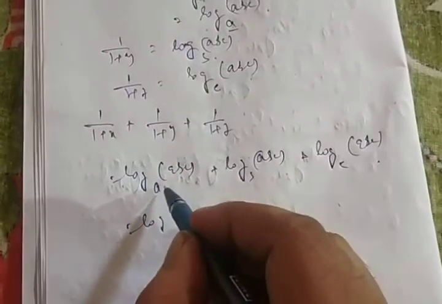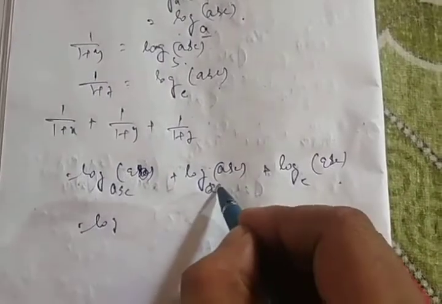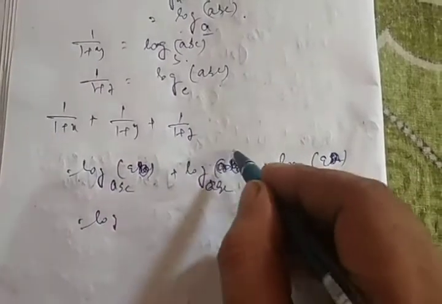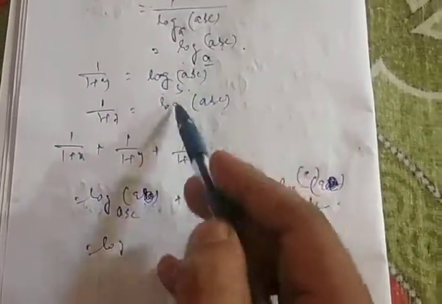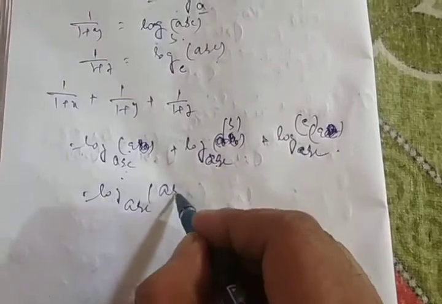So these are all abc, and the base here is only a; here only b; here only c. These are the terms we have found. As the bases are the same, we apply the multiplication formula and get log of abc. As the base and the value are the same, we get the value 1.